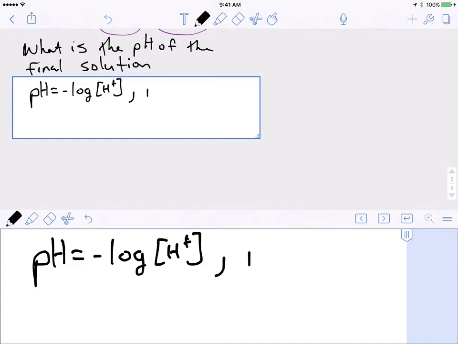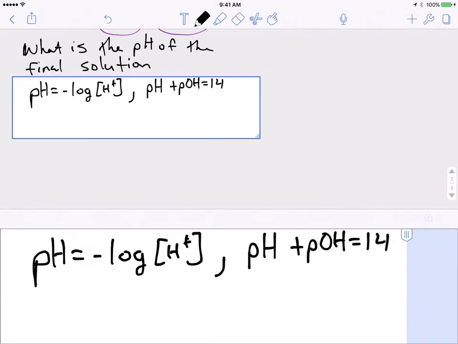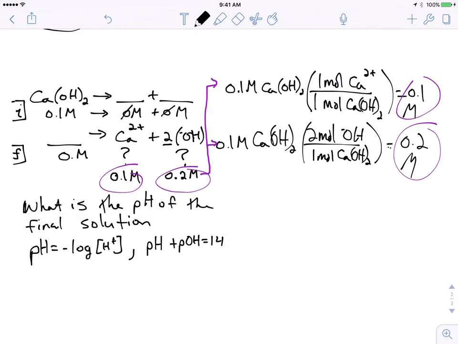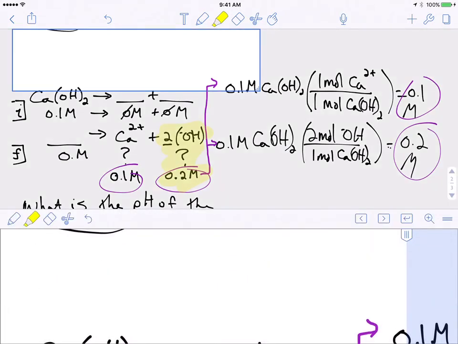Also, pH plus pOH equals 14. Now, if I look back at my equation here, we don't have H+, but we do have OH-. So I'm going to calculate the pOH based on the concentration of OH-, and then I'm just going to subtract that from 14 to get the pH. Excellent. That's a good plan.